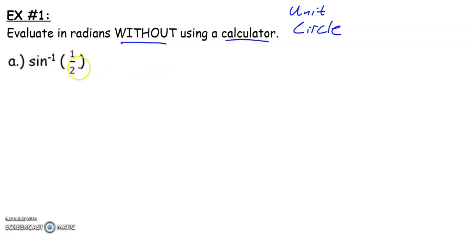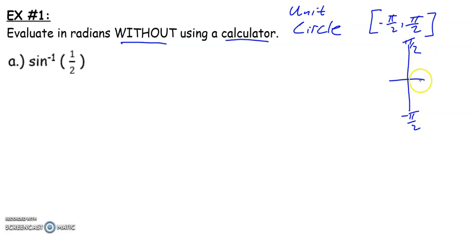And remember, when we restrict sine, we are going to be looking over the interval from negative pi over 2 to pi over 2. That is from here to here. We're looking for those values on our unit circle.